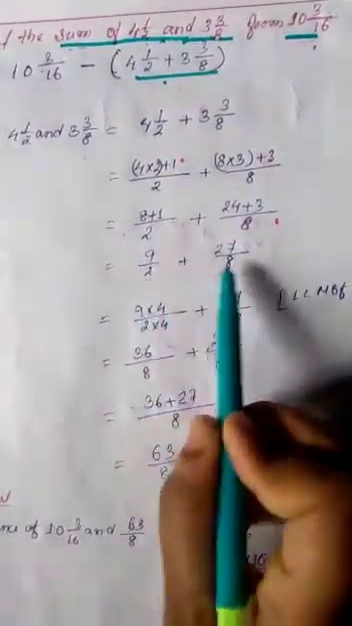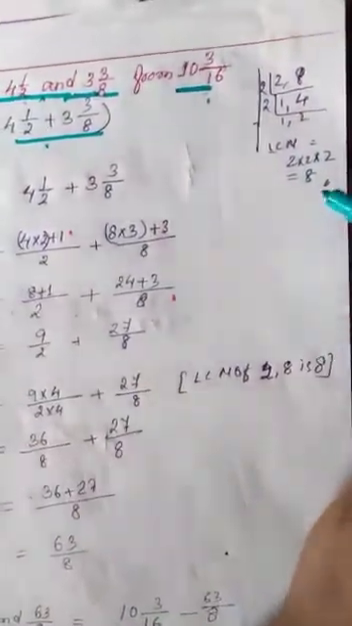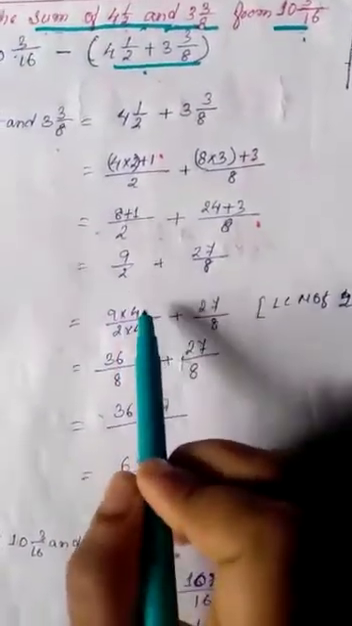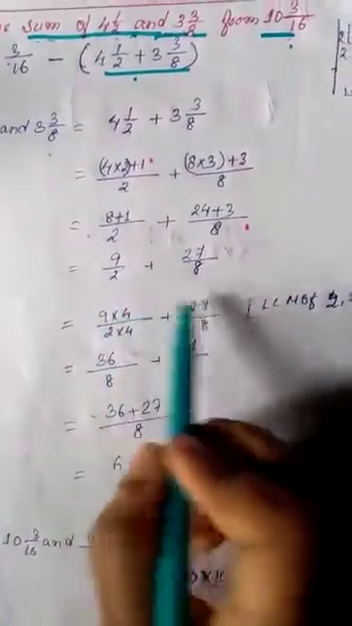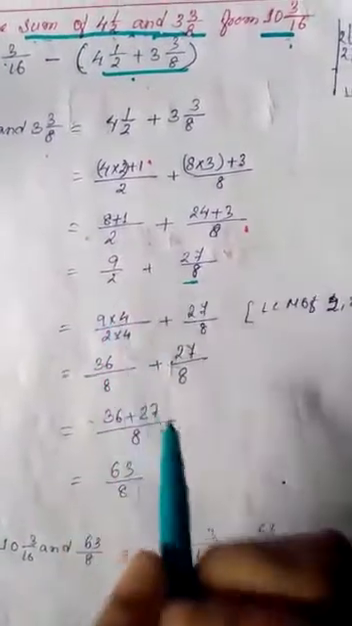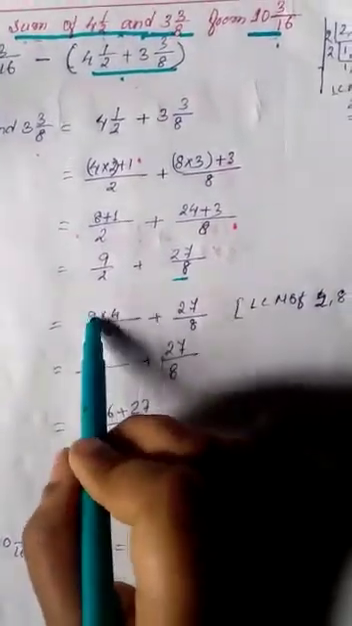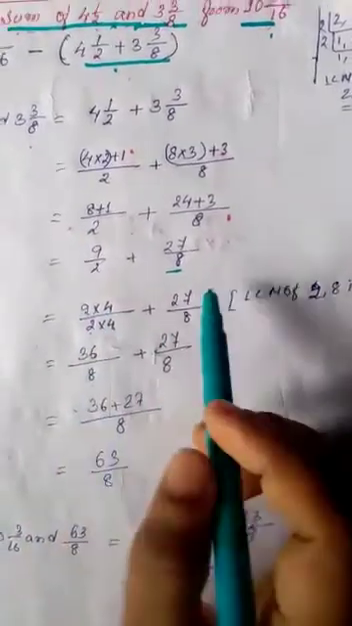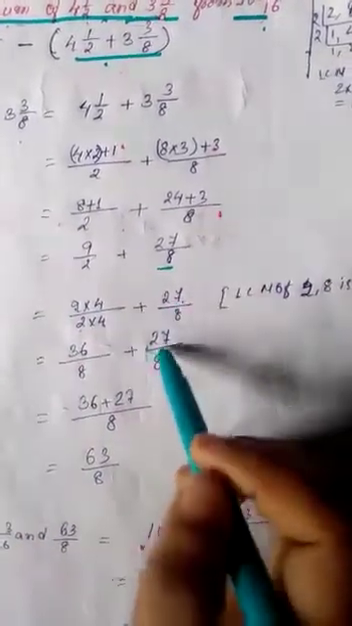Now for 2 and 8, if you find out the LCM, students, you will get 8. So how can we make the denominator 8? As the LCM is 8, we have to multiply 2 by 4, and 9 also we have to multiply by 4. So 9 into 4 is 36 by 8, and the other is 27 by 8.